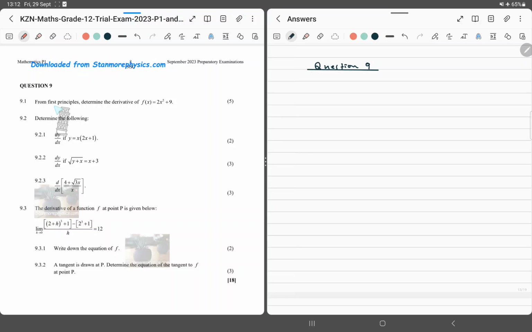Question 9 says, from first principles, determine the derivative of that. Nice. 9.1, we are given f of x is 2x squared plus 9. So you can already see here that the derivative is going to be 4x. So let's go towards that. So we can say now f prime of x is equal to the limit as h tends to 0 of f of x plus h minus f of x divided by h, which is what we call, say, Isaac Newton's quotient.